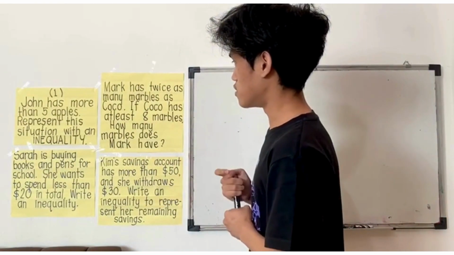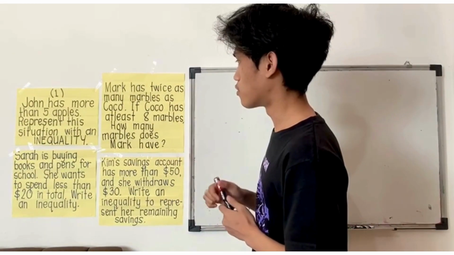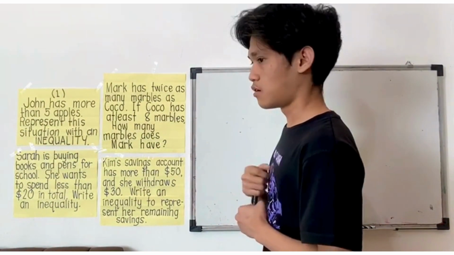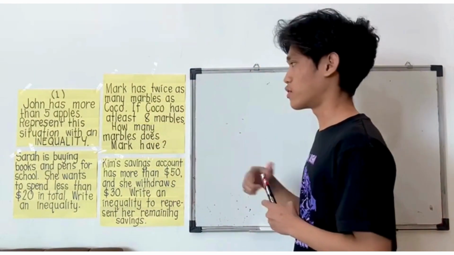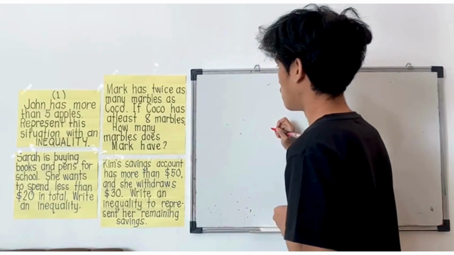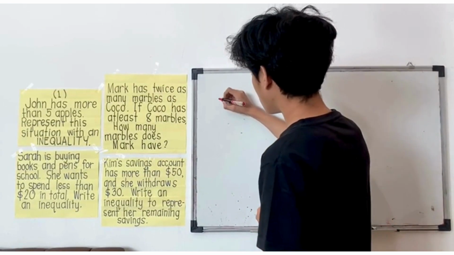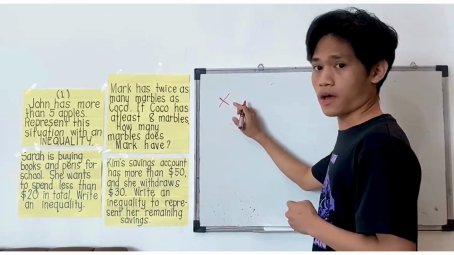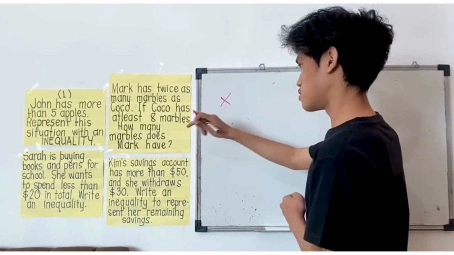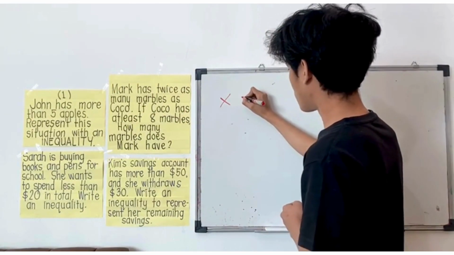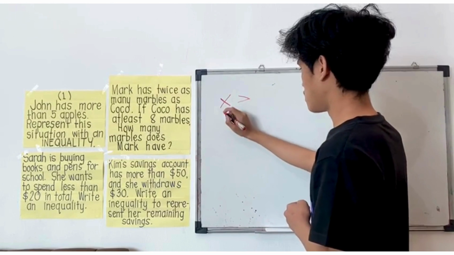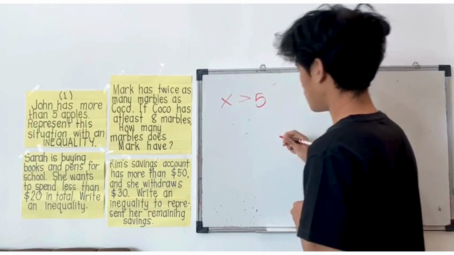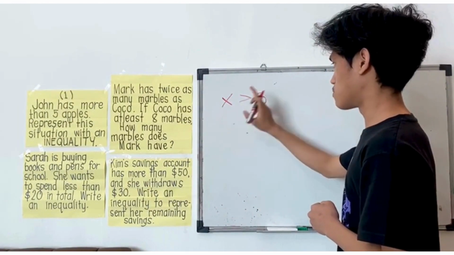It says here, for the first question, John has more than 5 apples. Represent this situation with an inequality. Okay, so since we know that John has more than 5 apples, let us say x is the number of apples that John has. So since he has more than 5, we will represent this as x is greater than 5, because John has more than 5 apples.